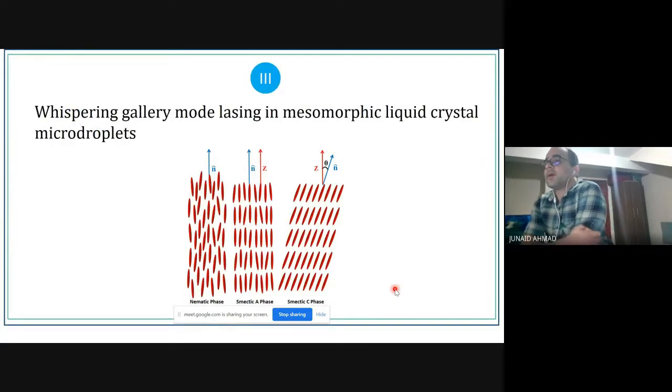In the next part of the work, we study whispering gallery mode lasing in mesomorphic liquid crystal microdroplets. By mesomorphic, we mean a liquid crystal compound that exhibits more than one type of liquid crystal phase. So basically, here you could see the nematic phase. Then we have smectic A phase, where we have layer structure as well as the oriented order, and we have smectic C phase, where we have tilted structure of these smectic layers.